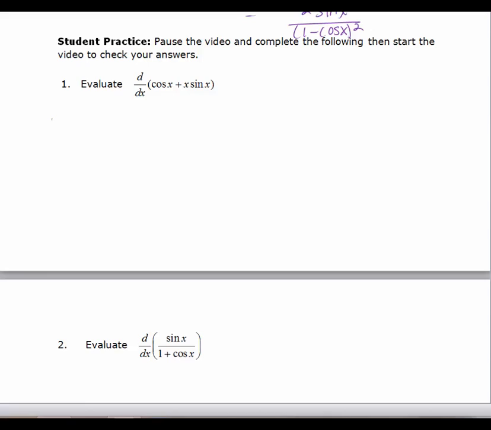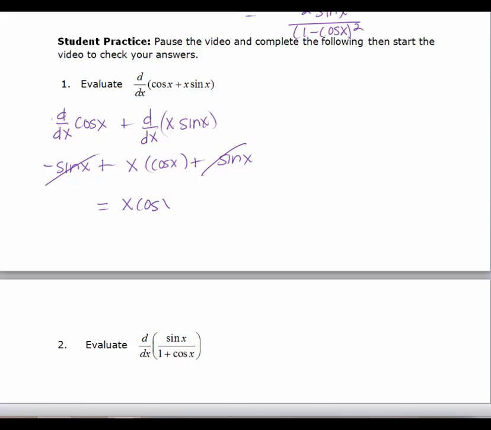All right, so the first one, we're going to take the derivative of each factor. So d dx of cosine x plus d dx of x sine x. The derivative of cosine x is negative sine x plus the derivative of a product. So it's first times derivative of the second, which is cosine x, plus second, which is sine x, times derivative of the first, which is just 1. And the negative sine x and positive sine x cancel, so you get x cosine x is the derivative.